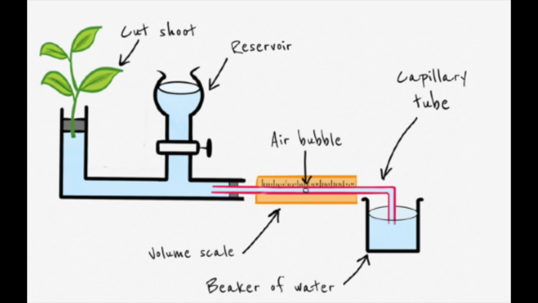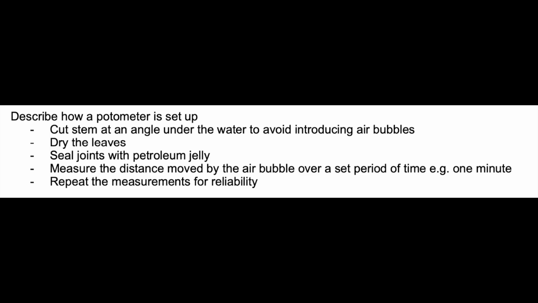But just one thing to notice is we're assuming that the rate of uptake in that leafy shoot is the same as transpiration. There will be small water losses as that plant uses that water for photosynthesis. But for all intents and purposes, we assume that the rate of water uptake and the rate of transpiration are the same. A couple of things in terms of setting up the apparatus.